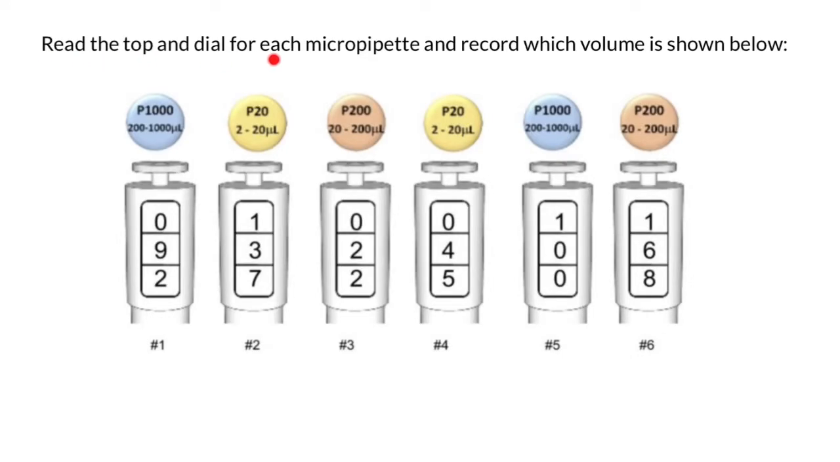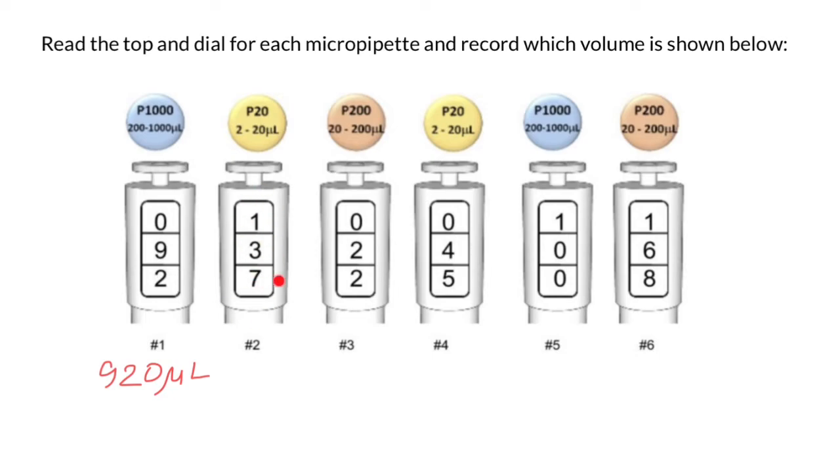Read the top and dial for each micropipette and record which volume is shown below. So here it is not 92 microliters, because this micropipette P1000 can measure volume between 200 and 1000 microliters. So 92 here stands for 920 microliters.